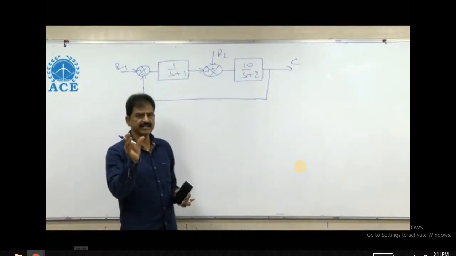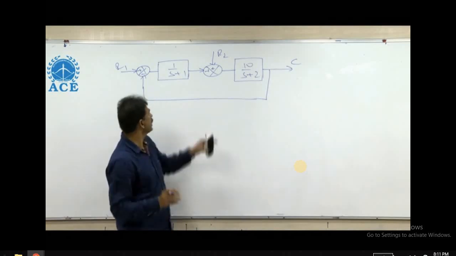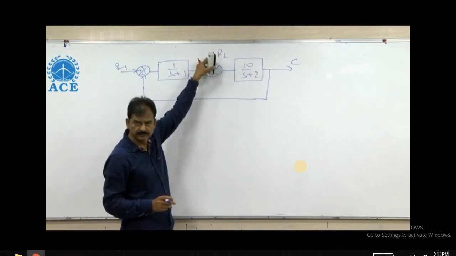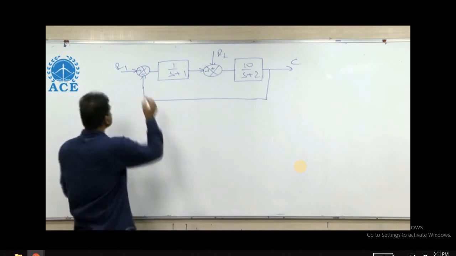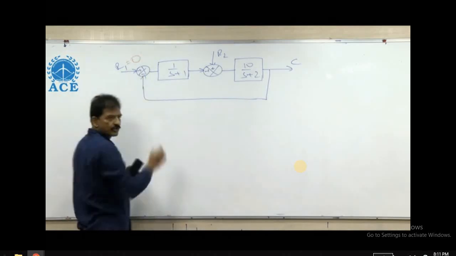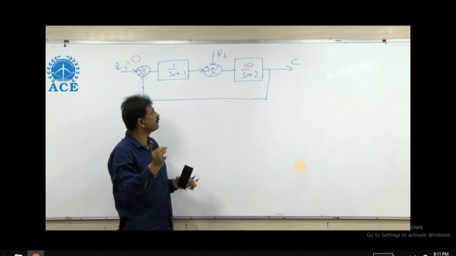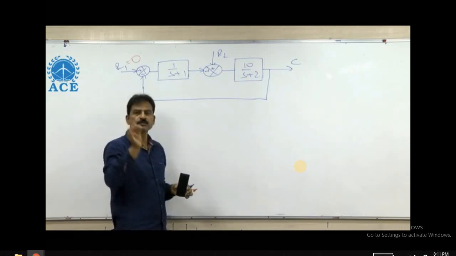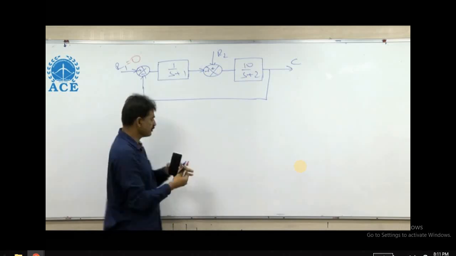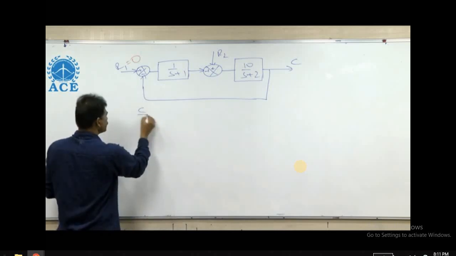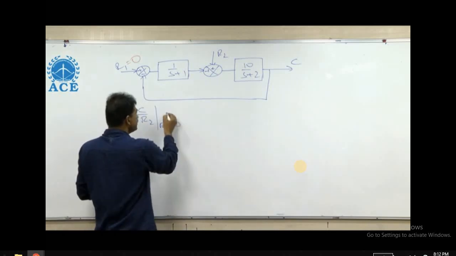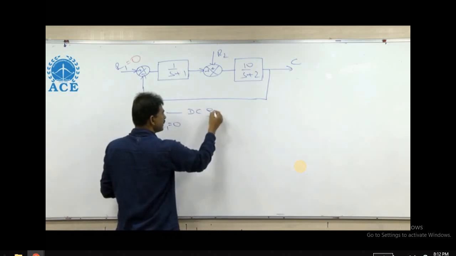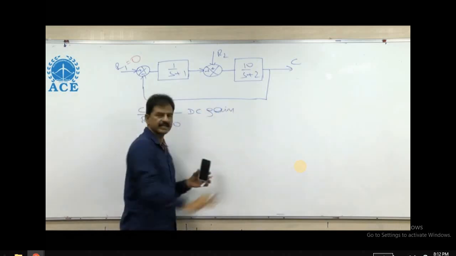The DC gain of the system is asked with R2 as input and C is the output. That implies that R1 is equal to 0. We have to find the transfer function with respect to input R2. Therefore, C by R2 we have to calculate, with R1 equal to 0. We have to calculate the DC gain.